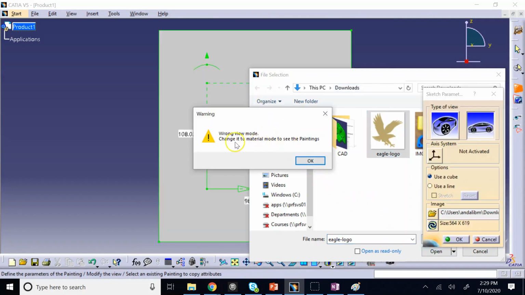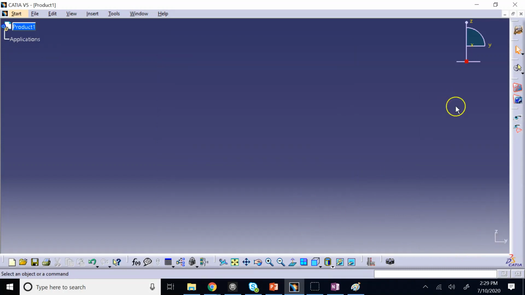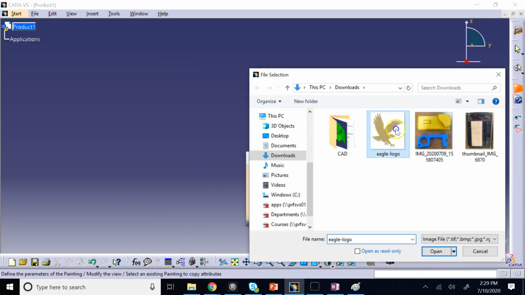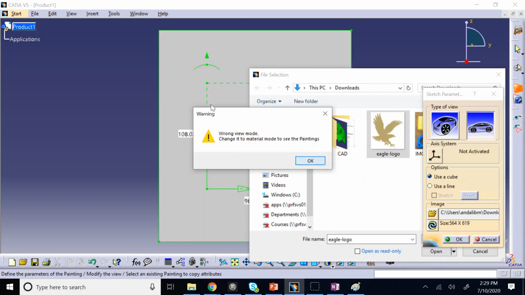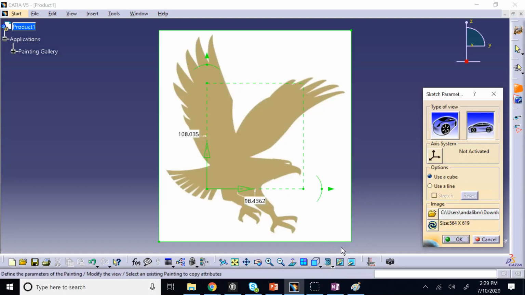It says change the shading to shading with material, and if it's not in the front view mode, put it in the front view. Once the axes are appropriate and your shading is shading with material so that you can see the picture, you can further crop the tracing area here if you want to.